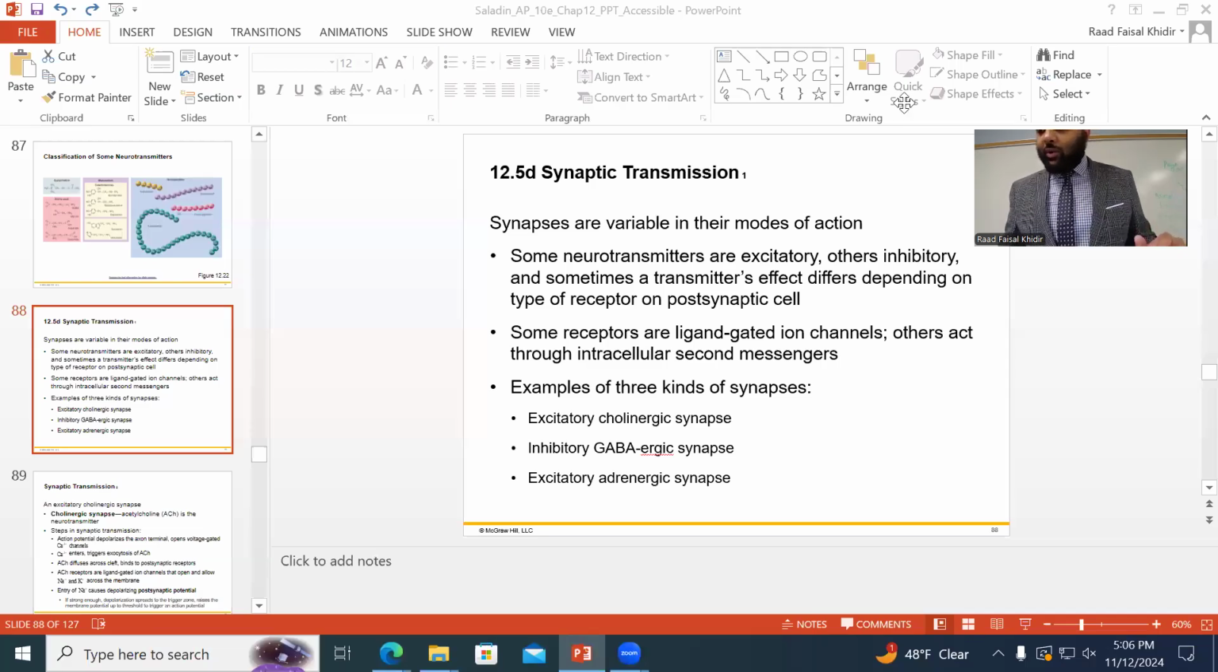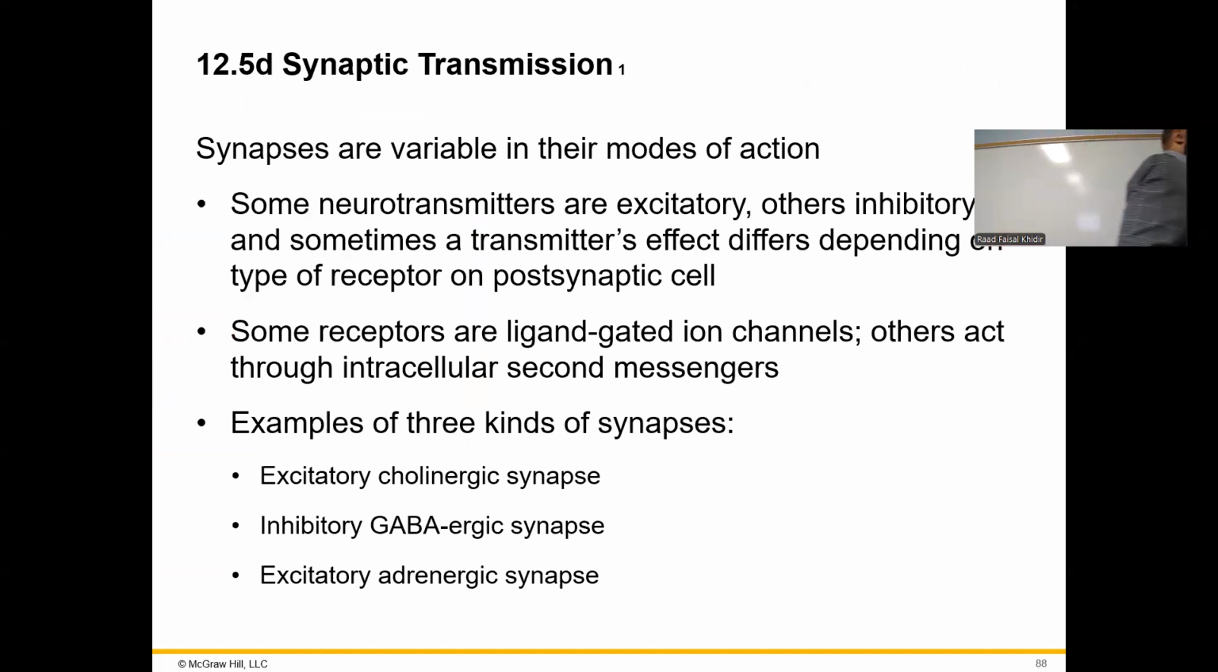So now we're continuing our synaptic transmission. We have already defined what a synapse is. It is that gap between the terminal end of a neuron's axon and the beginning of the next neuron, the dendrites. So that is your synapse.